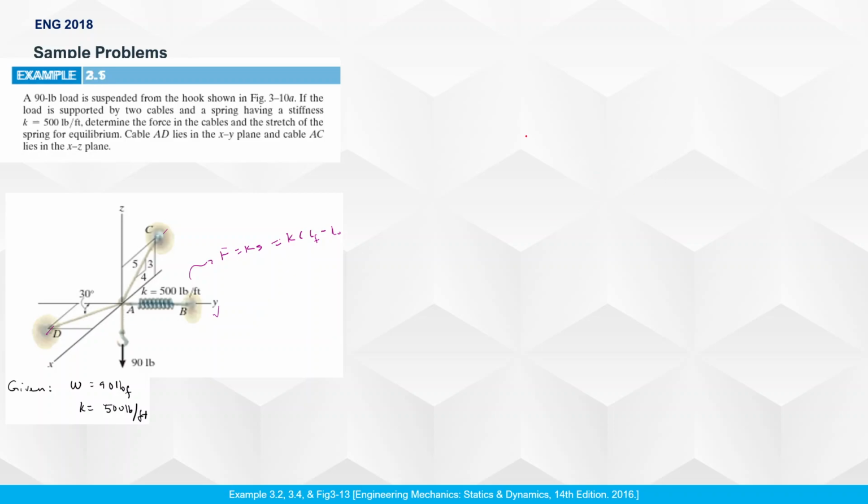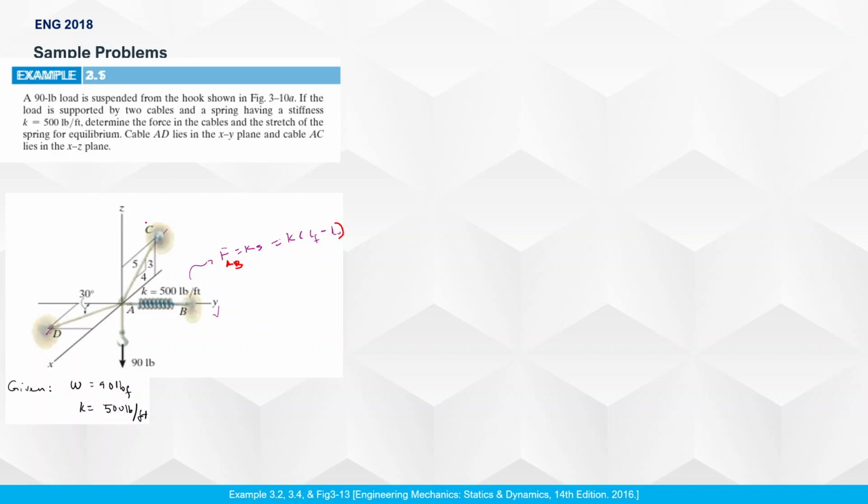And just so you recall, the force here acting on this y-axis is equal to Ks. So this is basically force AB. And the formula is Ks. And we're given the K here. And S is basically the final length minus the initial length. Okay, or basically the displacement.